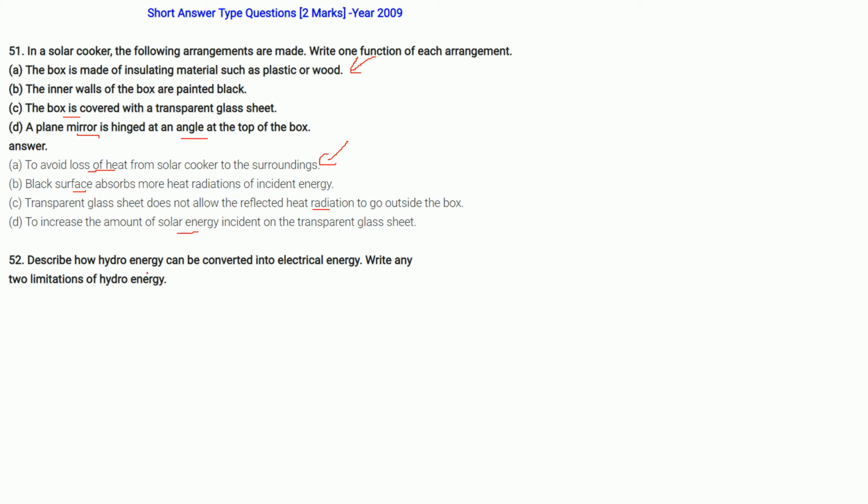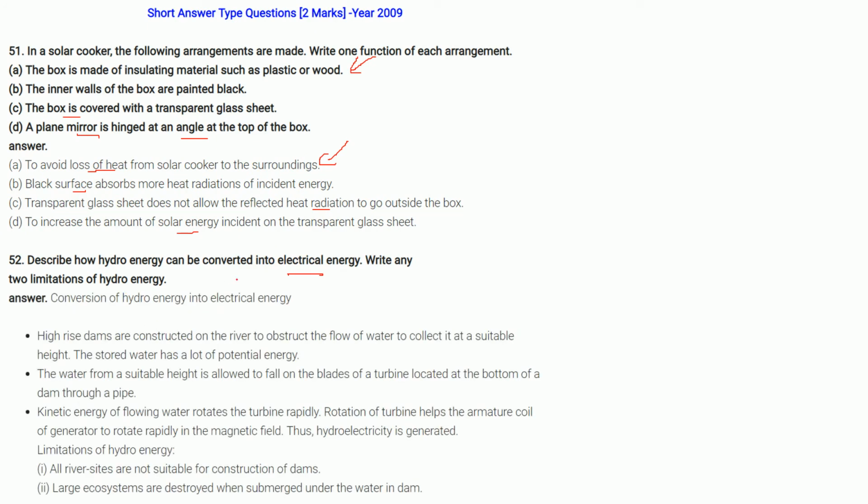Describe how hydro energy can be converted into electrical energy. Write any two limitations of hydro energy. So how do we convert it from hydro to electrical? High-rise dams, meaning dams with greater height or good altitude, are constructed on the river to obstruct the flow of water and collect it at a suitable height.